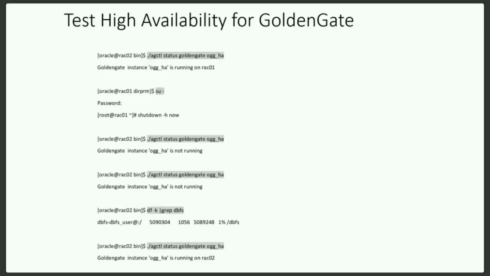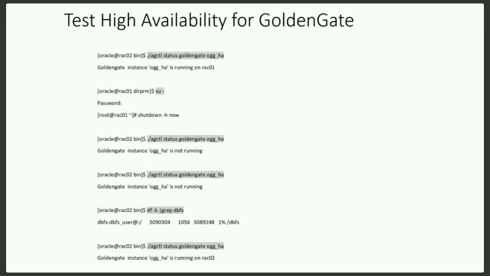So again, we'll test the high availability of GoldenGate using dbfs this time, and in this case, we can see GoldenGate is running on rack 1. I'm going to shut down rack 1. When I shut down rack 1, I am basically trying to simulate a case where I've lost the node where GoldenGate was originally running from.